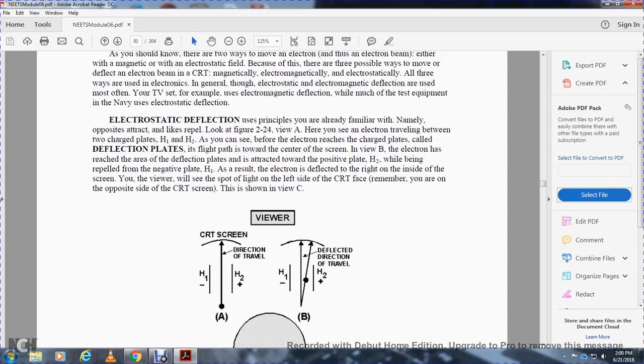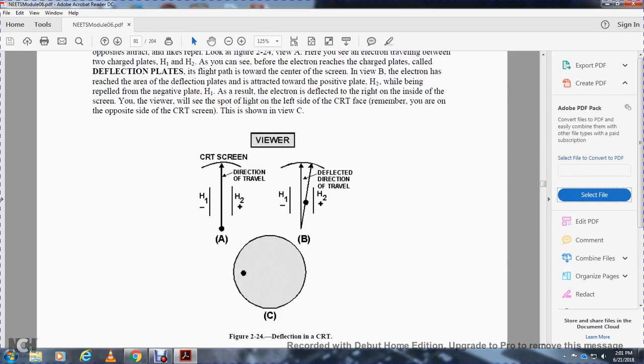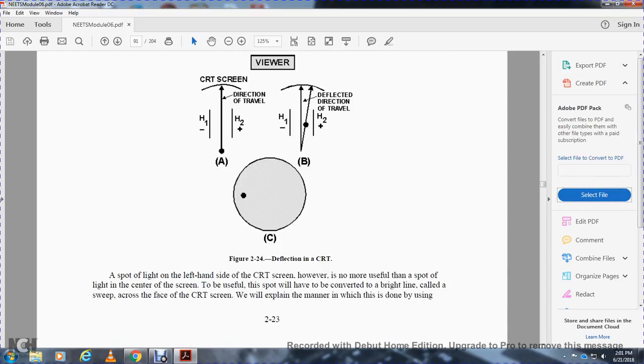In view B, the electron is deflected, attracted toward the positive plate, H2, and repelled by the negative plate, H1. So the electron is deflected toward the side of the screen. The viewer sees the spot on the cathode ray tube face. Remember, you are on the opposite side of the cathode ray tube screen, as shown in view C. Here you have the cathode, plate 1, plate 2, the positive plate, and the direction of travel and deflection.